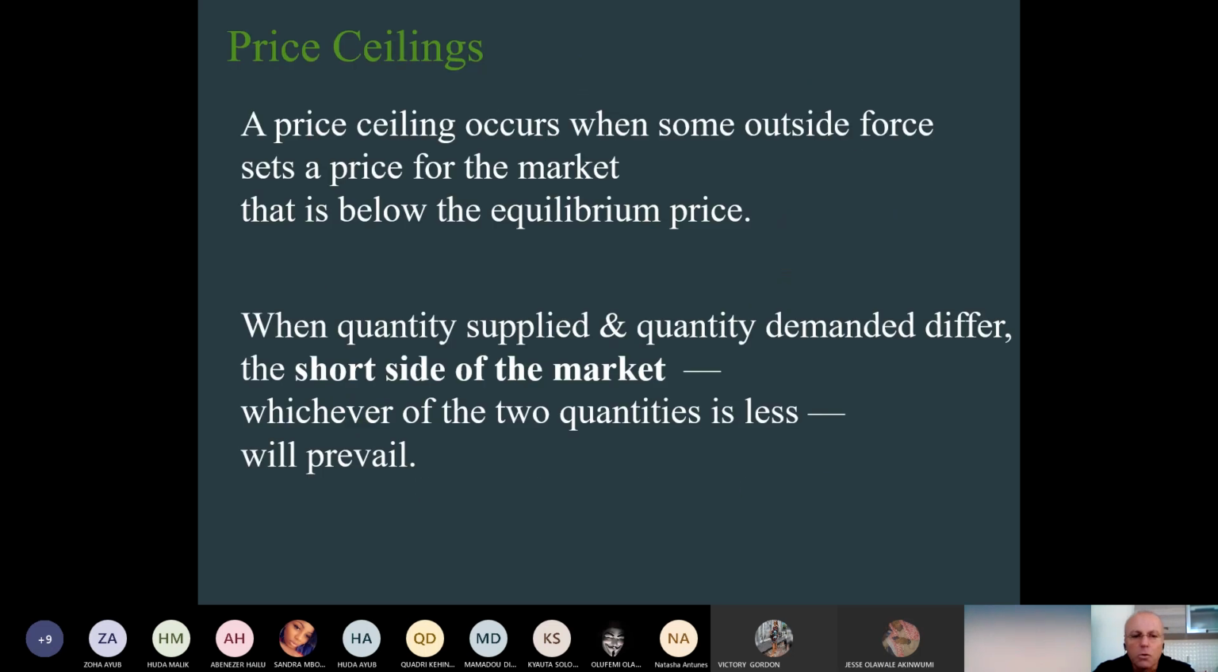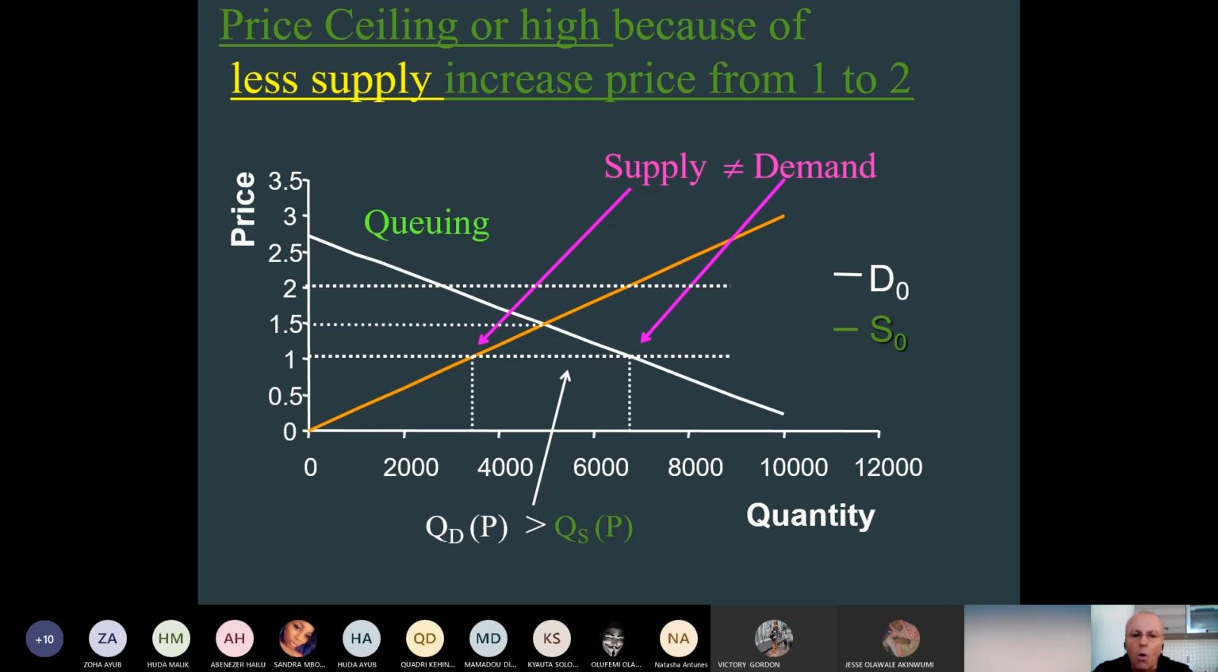And a price ceiling is also affecting and changing the market. A price ceiling occurs when some outside force sets a price for the market that is below the equilibrium, and when quantity supplied and quantity demanded differ, the short side of the market, whichever quantity is less, will prevail. Let's see on the market, a price ceiling, or higher price, because of less supply, increases the price from 1 to 2 as it is illustrated on the graphic. As you are observing here, this then shifts the market to the right side, sorry, to the left side.